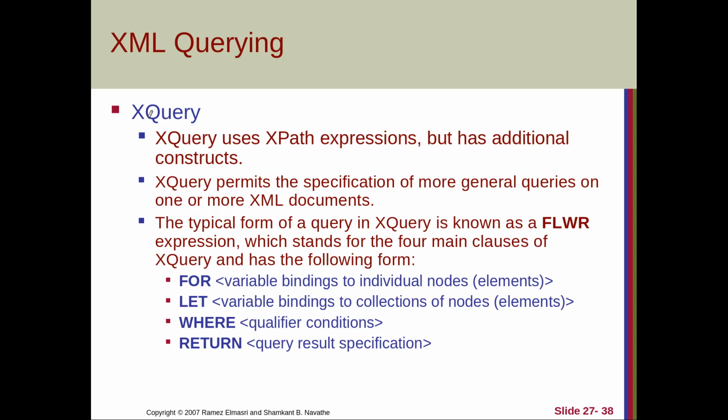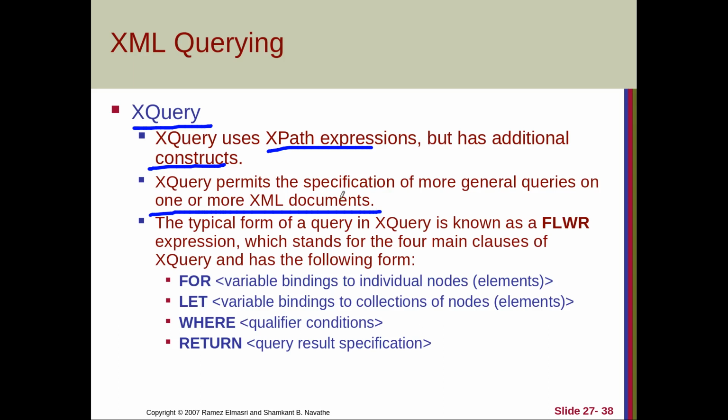Now the second type of XML querying is by using the XQuery method. So what is this XQuery method? XQuery uses XPath expressions similar to the previous one, but has some additional constructs. It is almost following the same format, but we are adding some additional constructs also. XQuery permits the specification of more general queries on one or more XML documents. So it is a generalized format of querying the contents of an XML document.